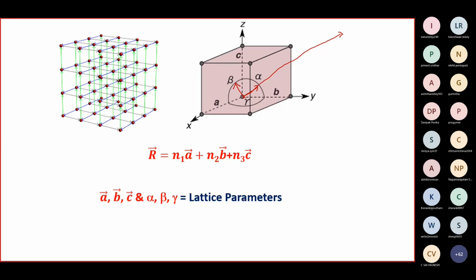For example, in a cube, what is the condition on the vectors and angles? Can somebody say? What is the condition on the basis vectors and the angles? Or in simple terms, what is the lattice parameter for the cube we have considered?